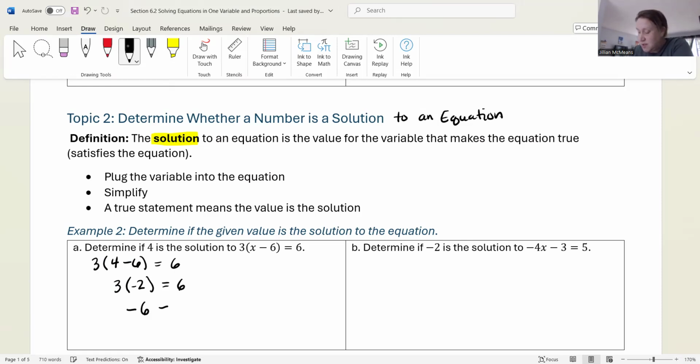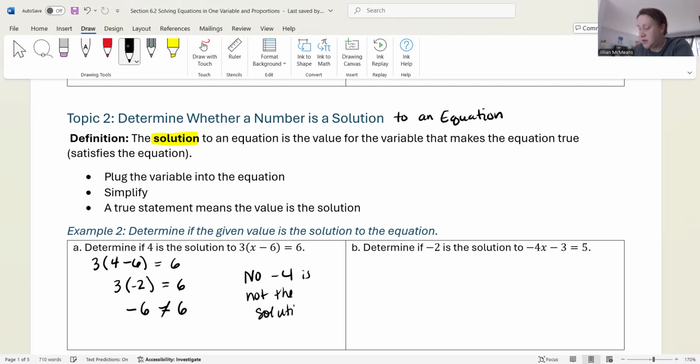And then finally, on the left, we have 3 times negative 2, which is negative 6. So then the question is, does negative 6 equal positive 6? And the answer to that is no. This is a false statement. If 4 were the solution to this equation, we would get something true down here at the end. We would have gotten negative 6 equals negative 6 or positive 6 equals positive 6, but negative 6 does not equal positive 6. So we would have to say no. 4 is not the solution.